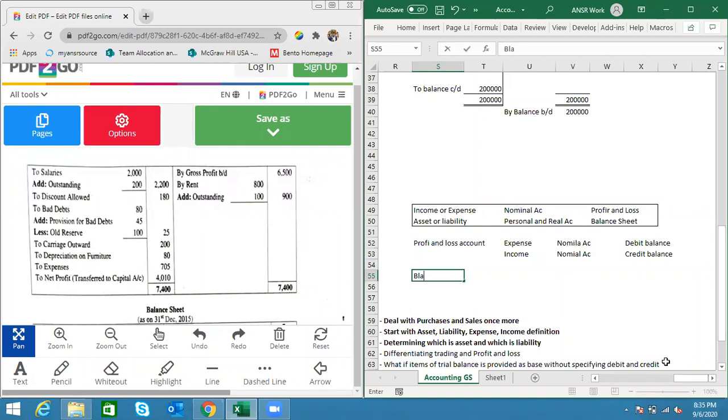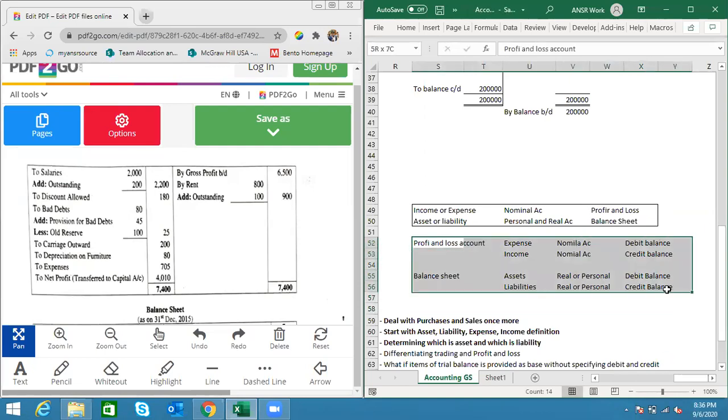Then we come to the balance sheet. It will cover assets and liabilities. Assets are nothing but real or personal accounts, whichever have which balance? I already told you. Debit or credit? Debit. Awesome. And liabilities are the real or personal accounts which have a credit balance. So very simply, you can recall by these rules.